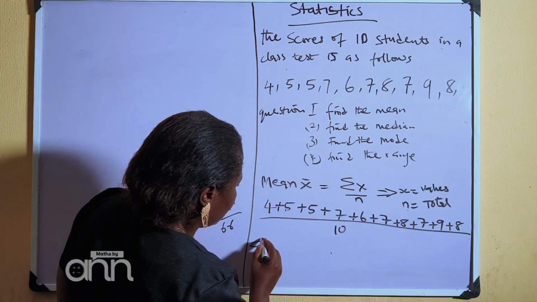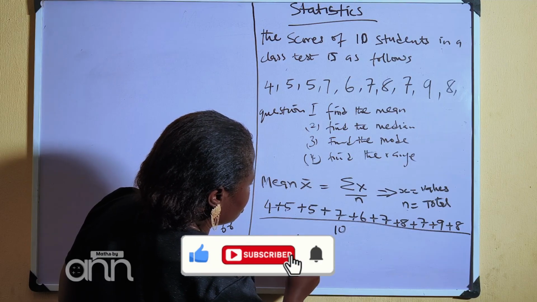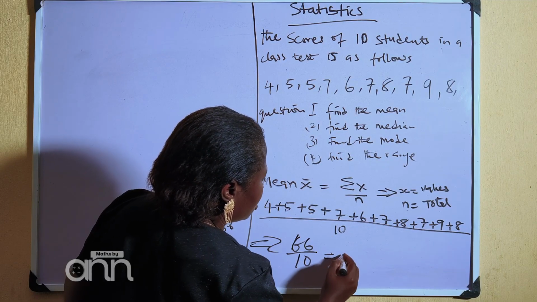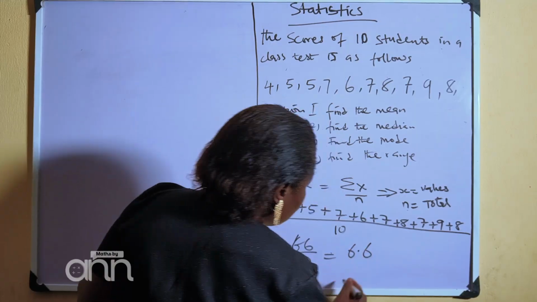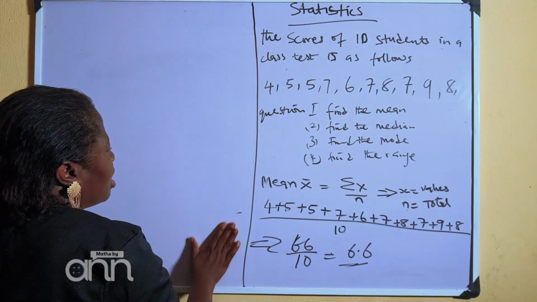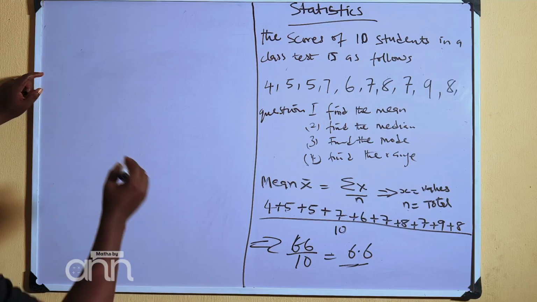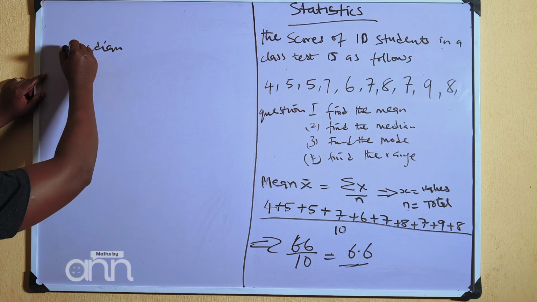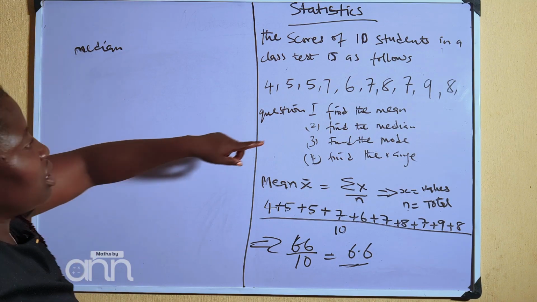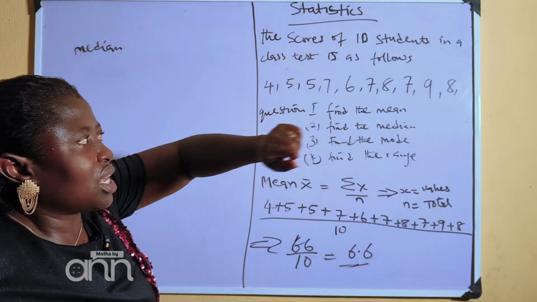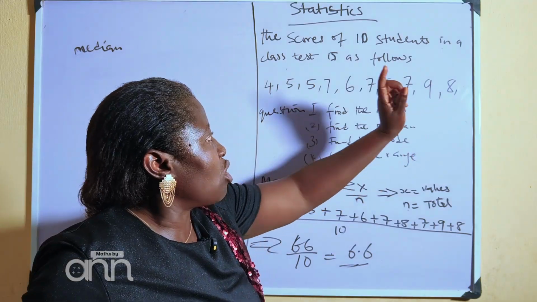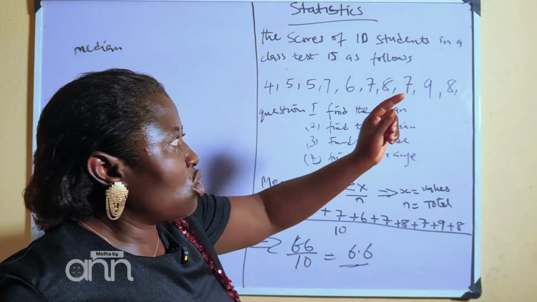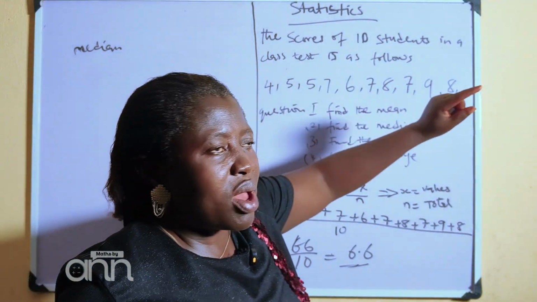So you have 66 divided by 10, which is equal to 6.6. And that is your answer. Now, find the median. Median is simply the middle number, starting from the highest number or starting from the lowest number. Let's start from the lowest number.